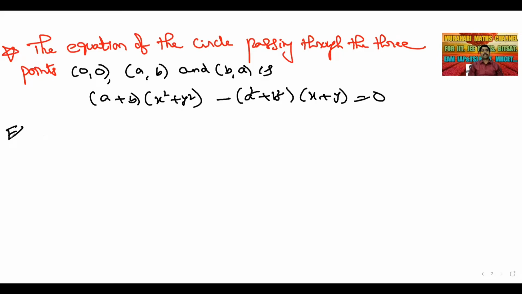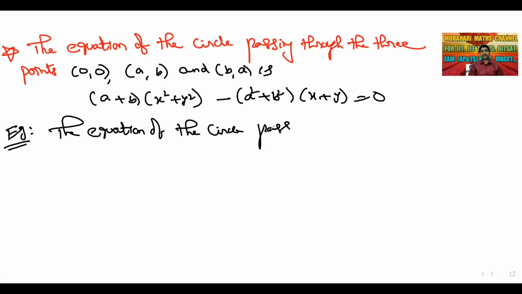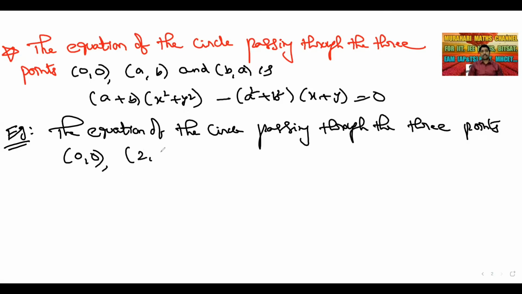So I give one example. The equation of the circle passing through the 3 points: one is the origin, the second is (2, 5), and the third is (5, 2). What is the answer?